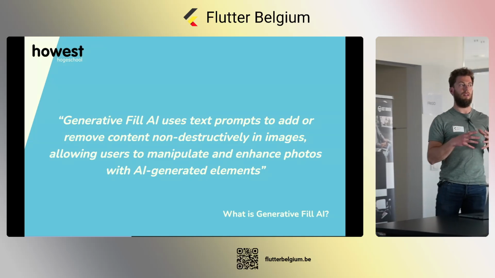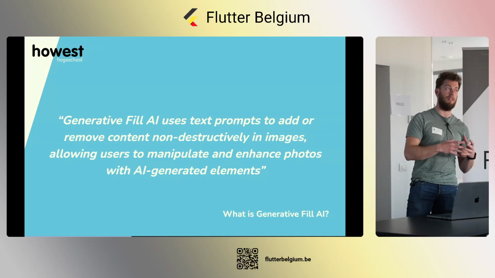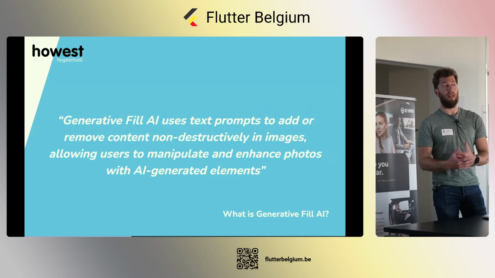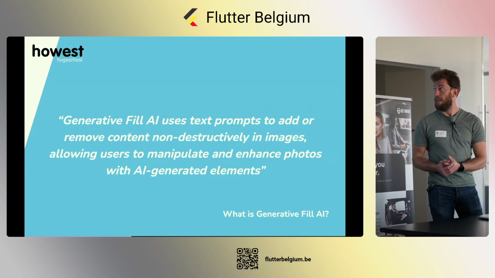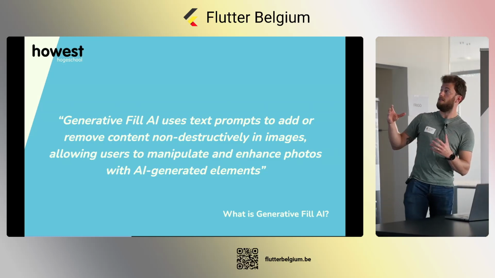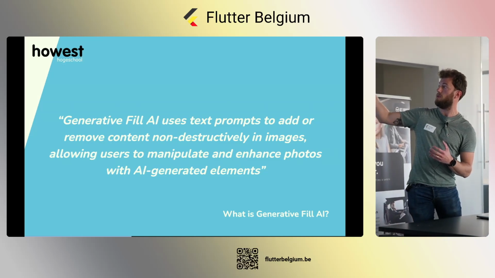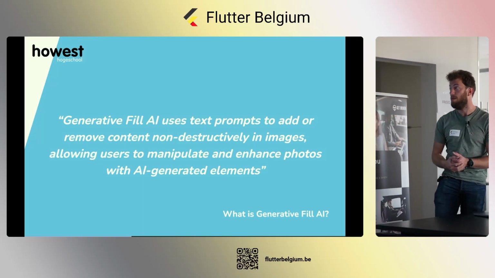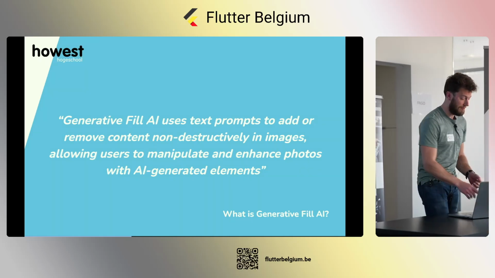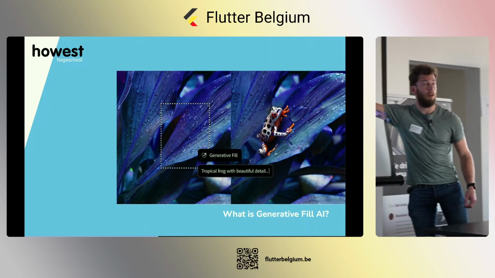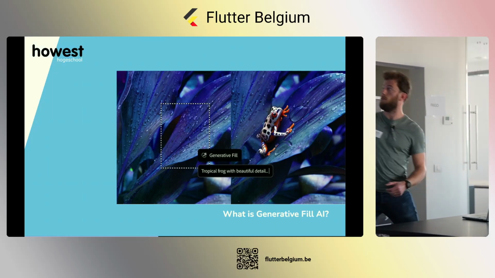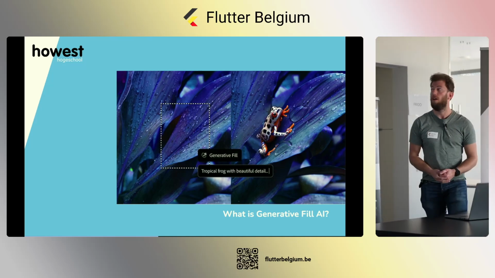You have these large language models coming up, and after that, these large multimodal models, and they're becoming better and better at editing or creating images. Generative fill AI is one of those AI models. It's a long definition: it uses text prompts to add or remove content non-destructively in images, allowing users to manipulate and enhance photos with AI-generated elements. In short, if you want a frog on your image, you can just insert it by giving it a prompt and some region where you want the frog to appear.